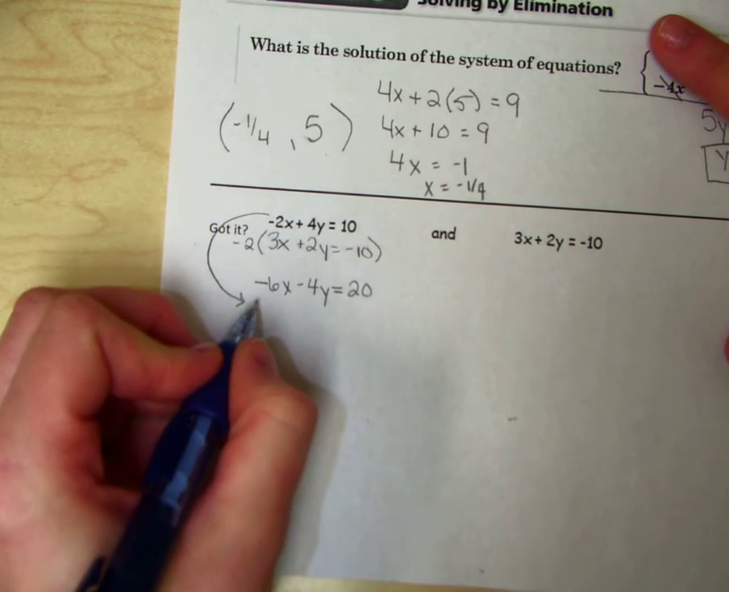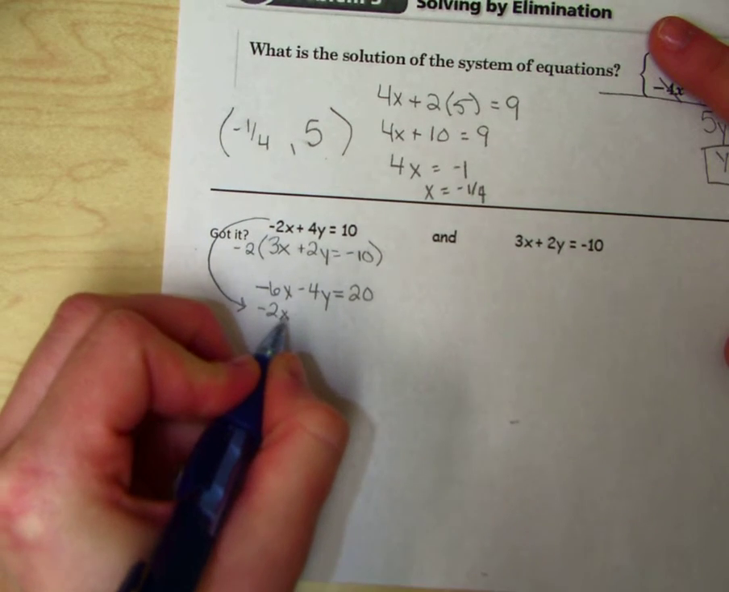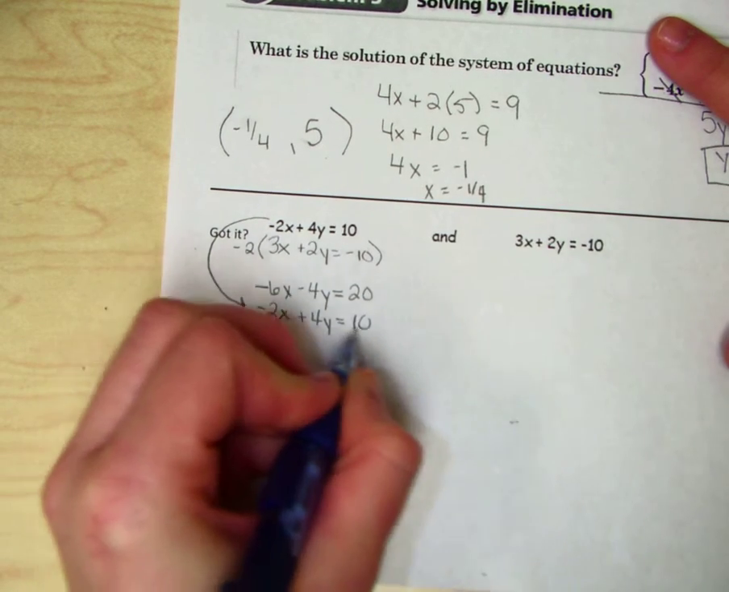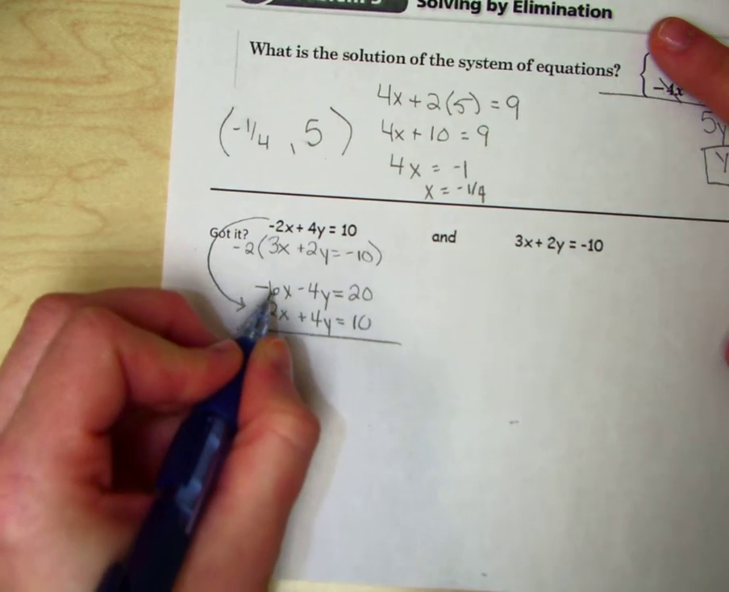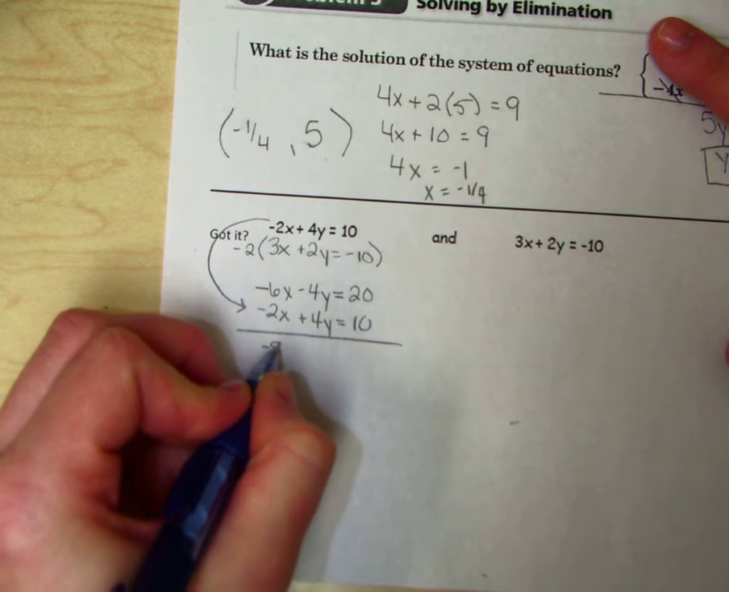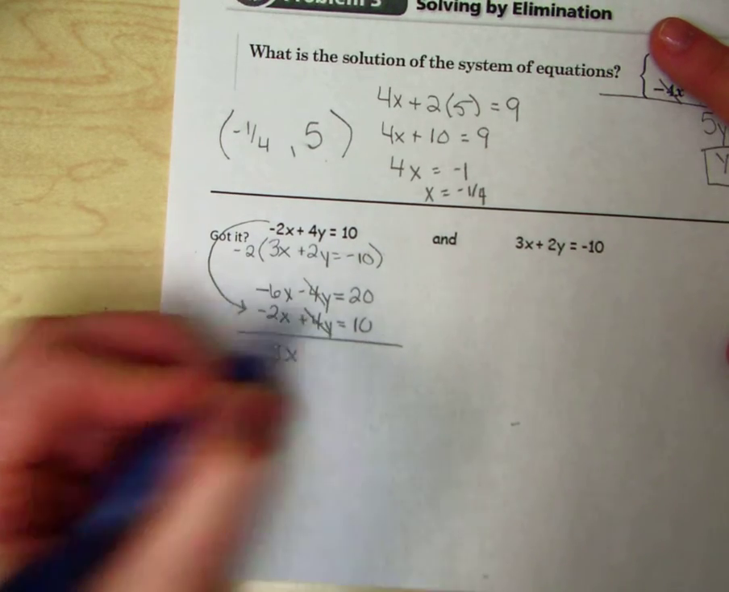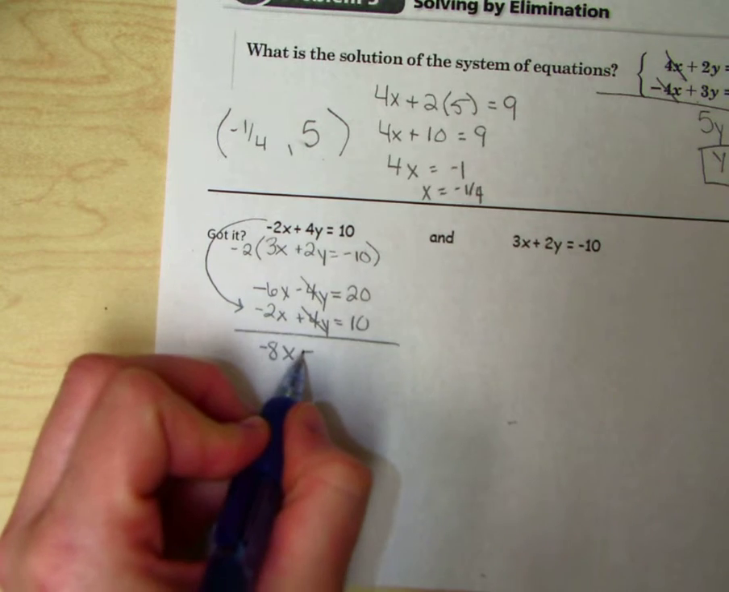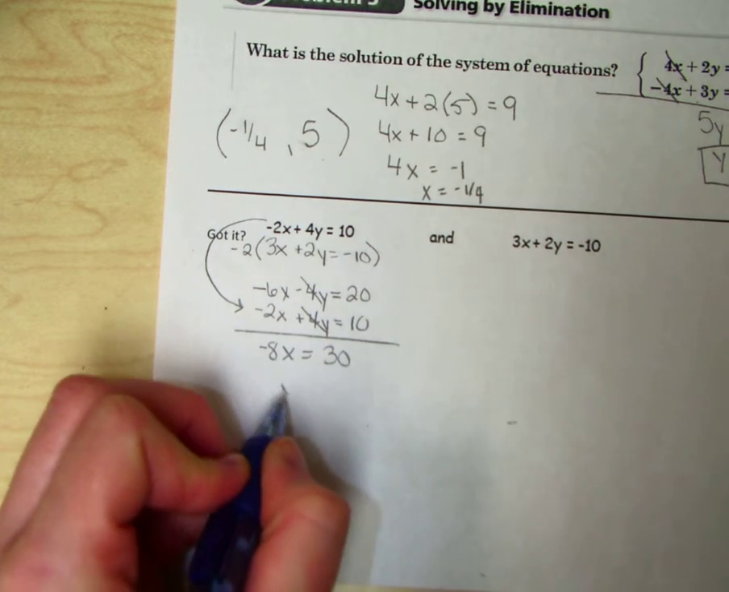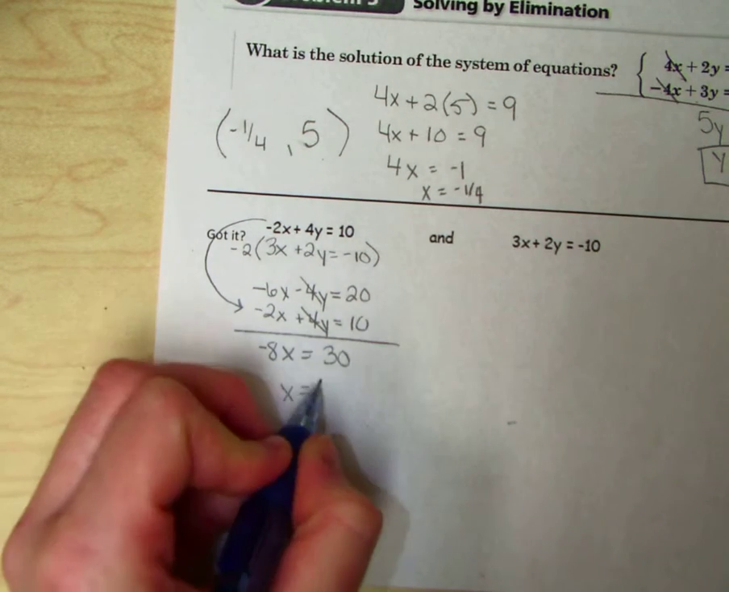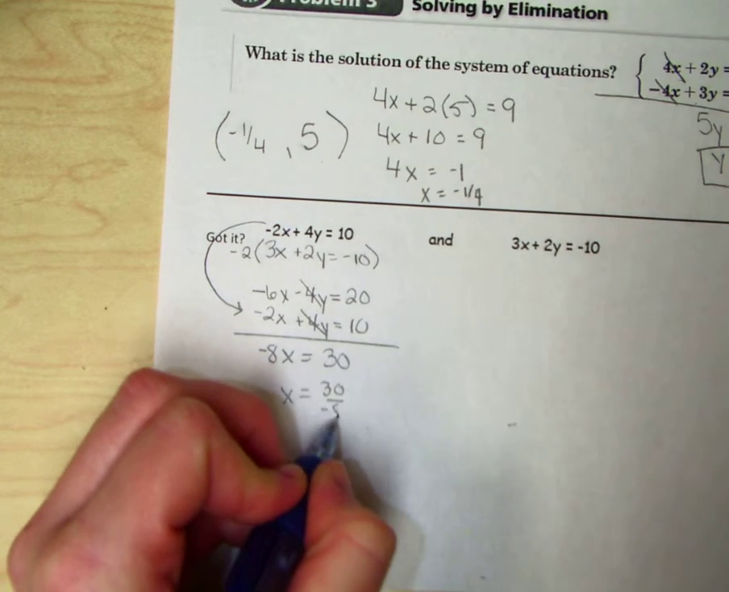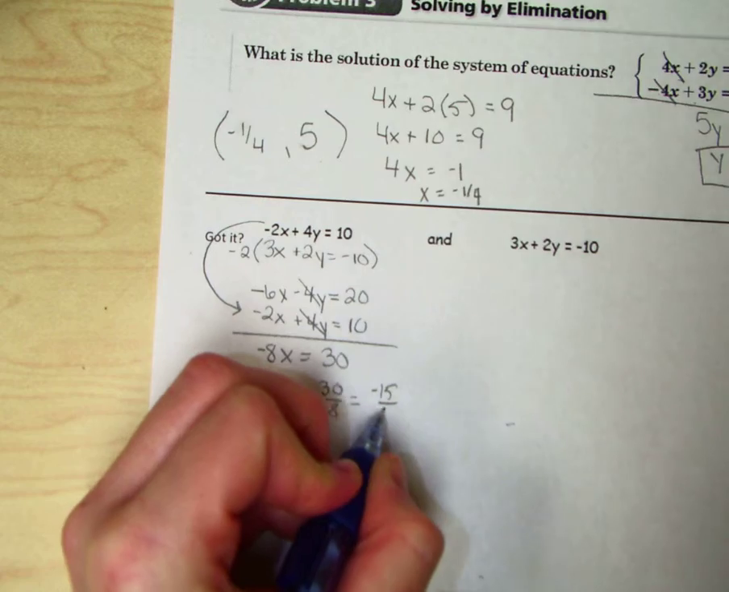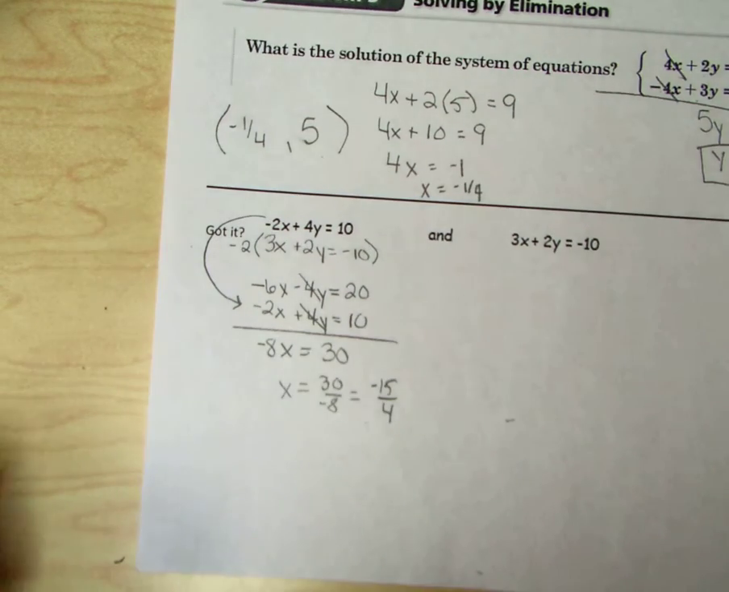Just drag the first one down and rewrite it: negative 2x plus 4y equals 10. Now when you add them together, negative 6 and negative 2 is negative 8x. Look how the 4's cancel out because one's a positive and one's a negative. And then 20 and 10 is 30. Divide by negative 8, you get 30 over negative 8, which reduces to negative 15 fourths. You now have your x value.